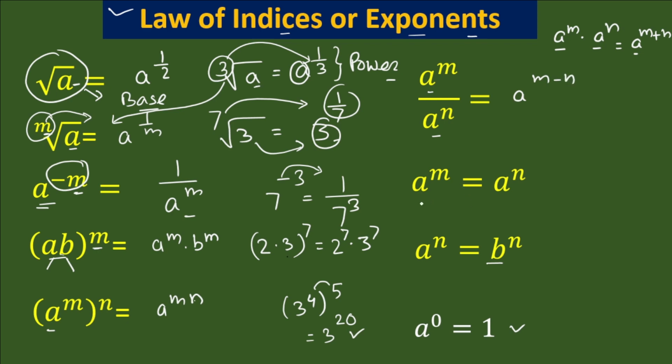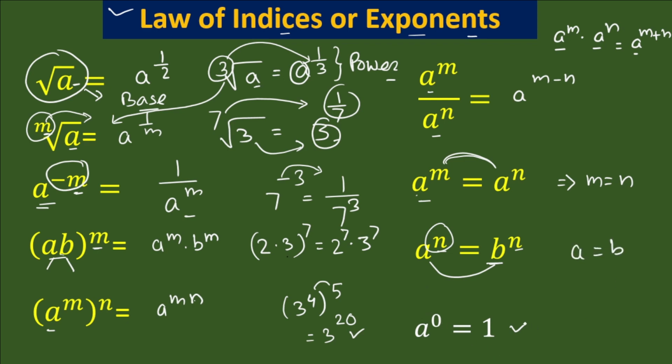Now moving next, we have a powered by m equal to a powered by n. Here the base is the same, so we can equate the powers, meaning m is equal to n. Next, we have a powered by n equal to b powered by n, meaning the power n is the same but the bases are different. Here the power is the same and we have an equal sign, so the bases must be the same. We can write a is equal to b.